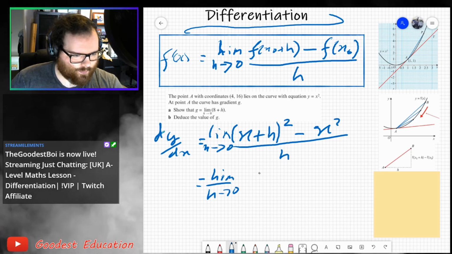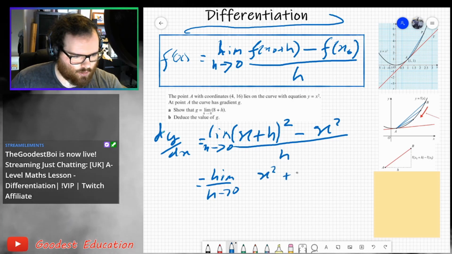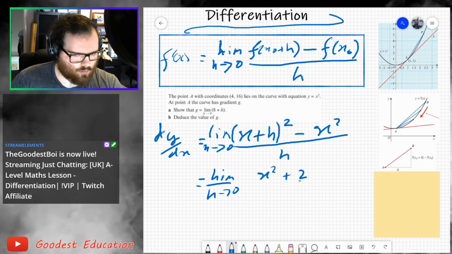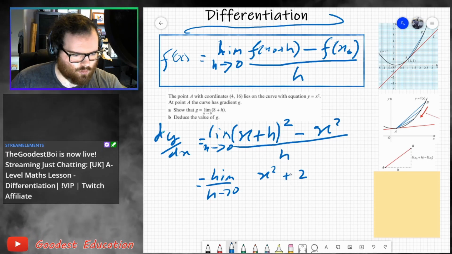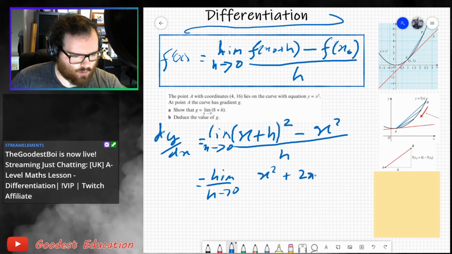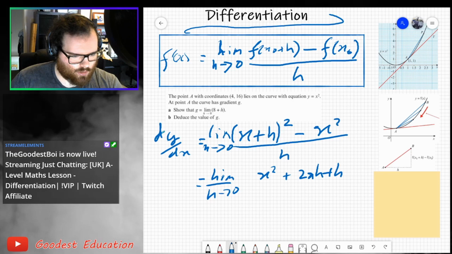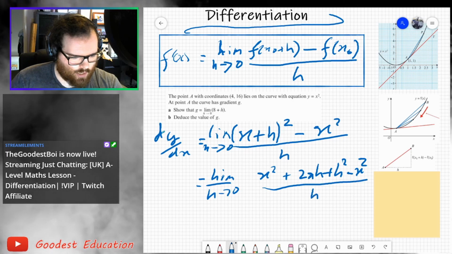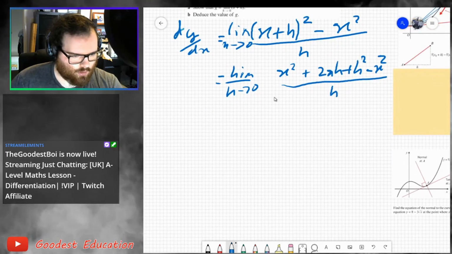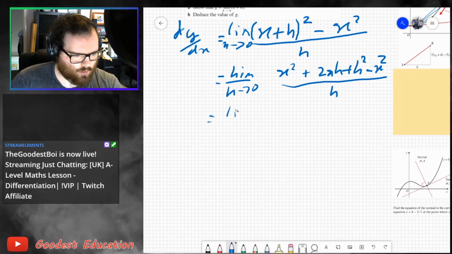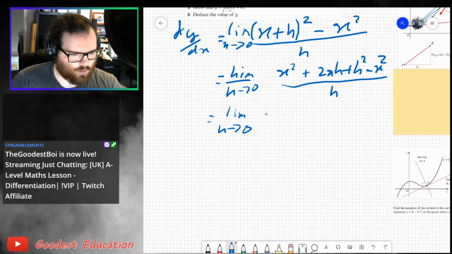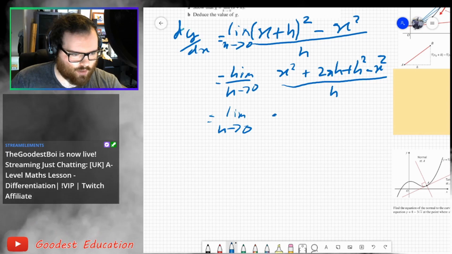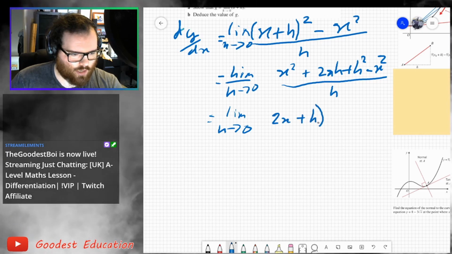So then if we times this out, we're going to get x squared plus 2xh plus h squared minus x squared all over h, which is equal to the limit as h goes to 0, and then the x squared is cancelled, and we could divide by h, so we're just going to be left with 2x plus h.